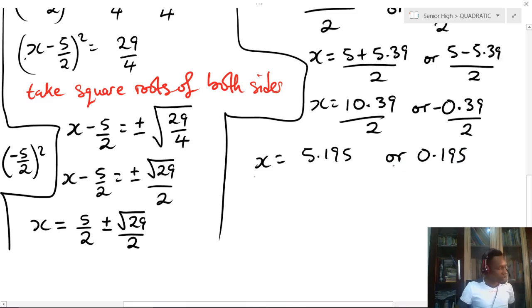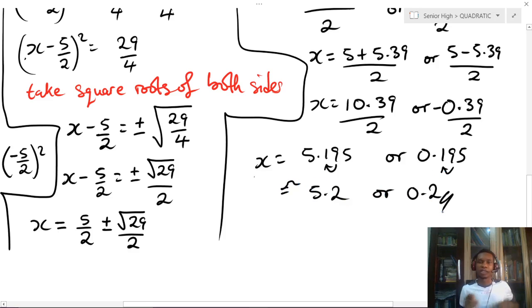But we're asked to leave our value in what? They say please leave it in 1 decimal place. So for 1 decimal place, we approximate this value up here, and we approximate this one here. So what's the value we have? In 1 decimal place, we have 5.2 or 0.2, and that's the answer. So that's it. Now let's take another question.